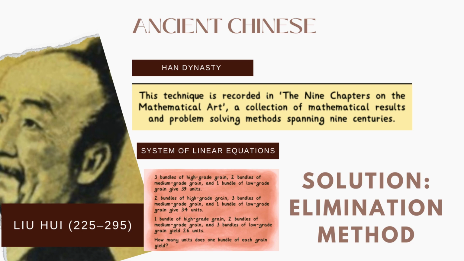The question is, how many kgs does 1 sheaf of top grade, medium grade, and low grade grain yield respectively? And we could see that in the book, the solution is given right after the problem. And it goes like this. Yield of low grade grain is 2.75 kgs. Yield of medium grade grain is 4.25 kgs. Yield of high grade grain is 9.25 kgs.